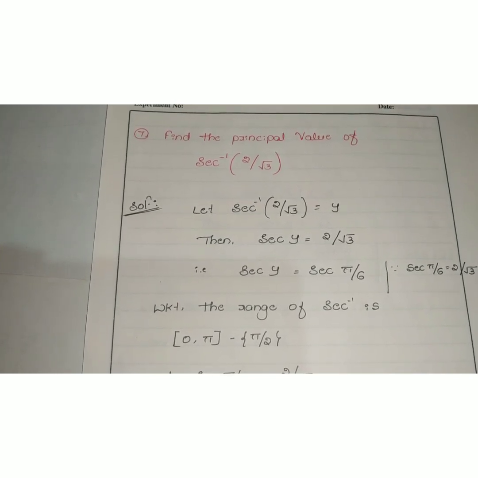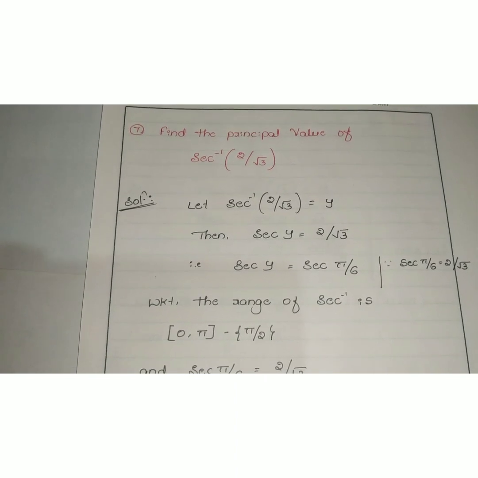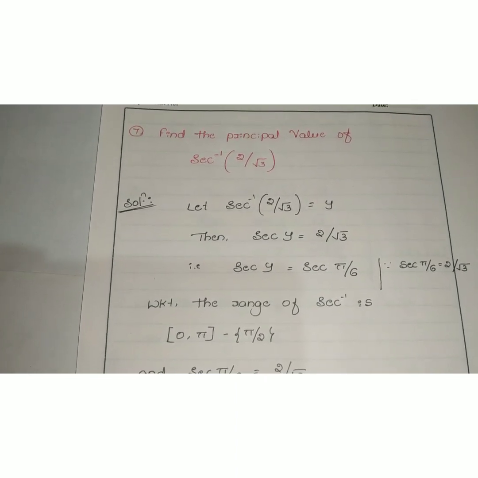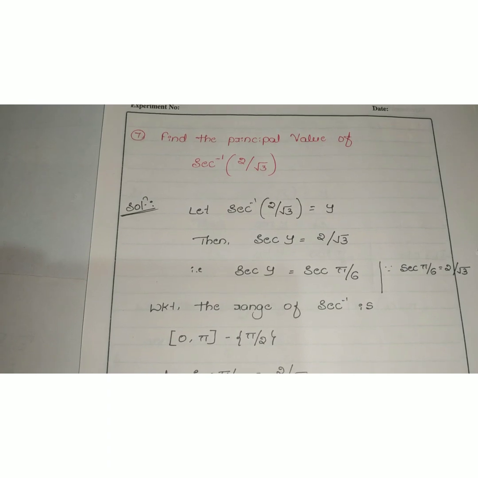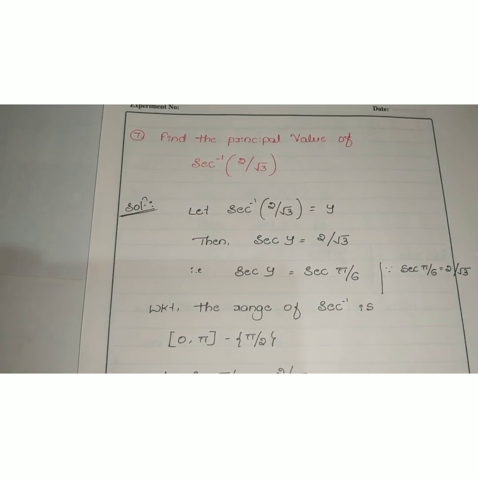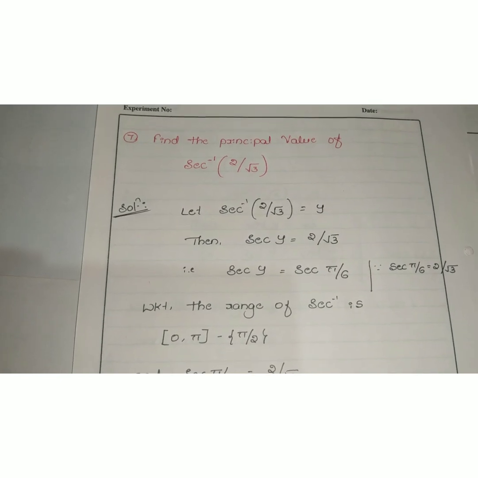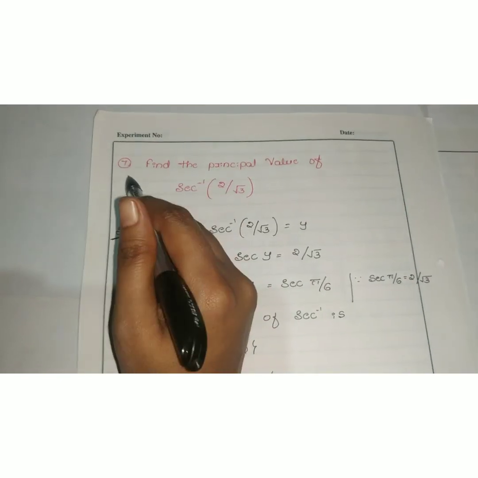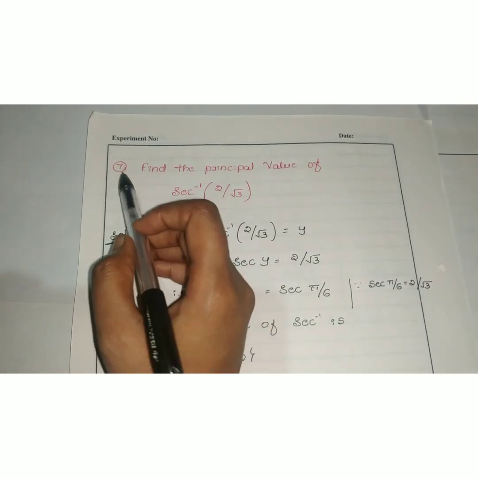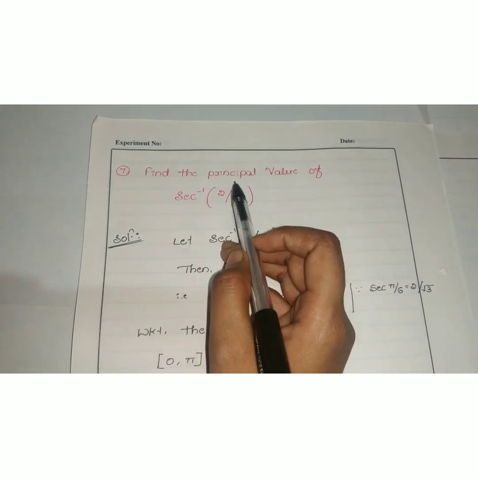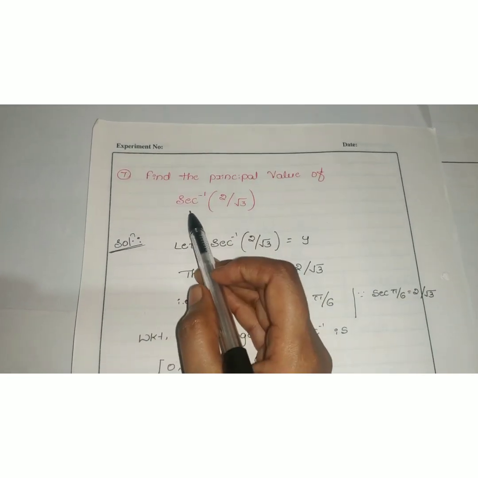In last class, I discussed question number 1 to 6 in exercise 2.1 of chapter inverse trigonometric functions. In this class, I am going to solve next examples. So here is question number 7. Find the principal value of sec inverse of 2 by root 3.